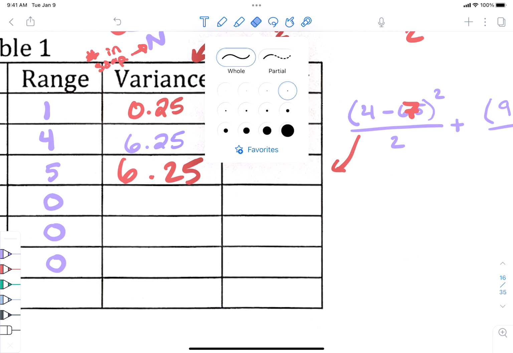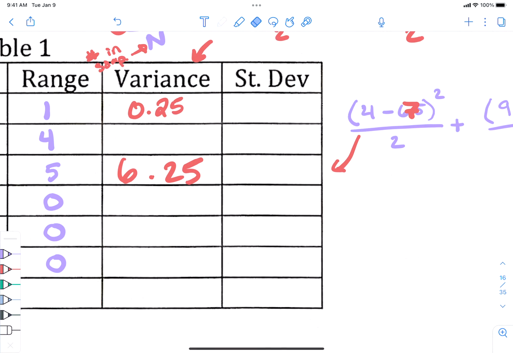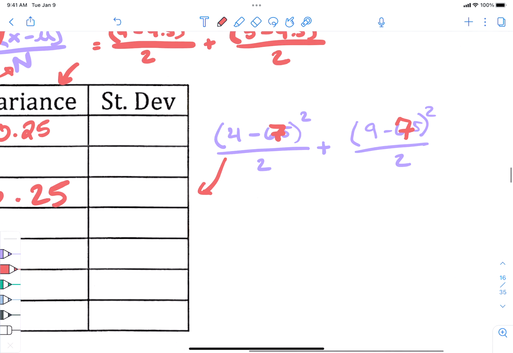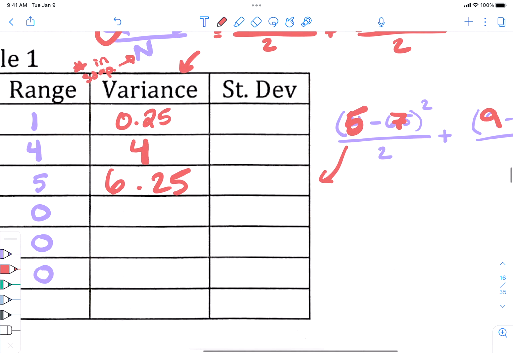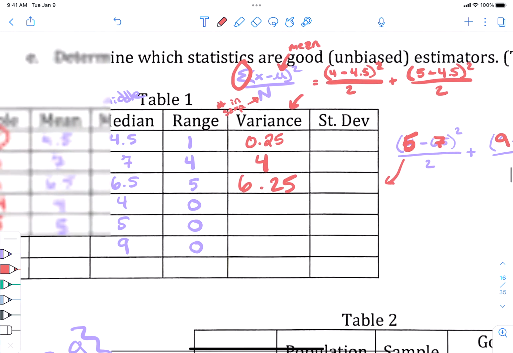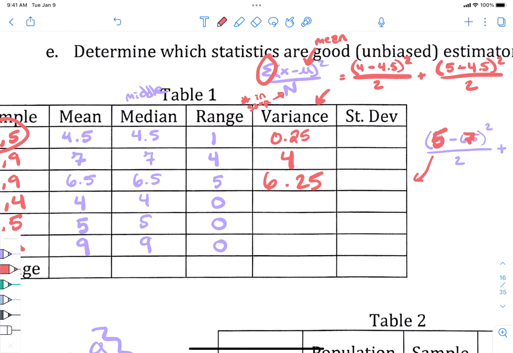Hold on a second. 6.25 we did correctly. But this should be 5 minus 7 and 9 minus 7, right? Yeah, we're okay. I got 4. Did anybody else get 4? Yep. Okay. That's what I got.